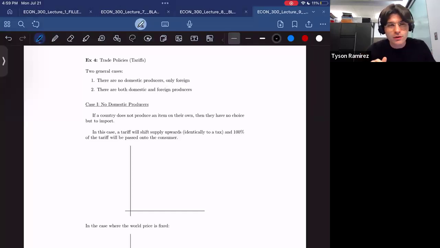I'm going to give just a high level overview because I don't plan to test on this, but I still want you to get the information. Might be a homework question on a later homework, but this will not be on the test. The tariffs part. We consider two general cases.